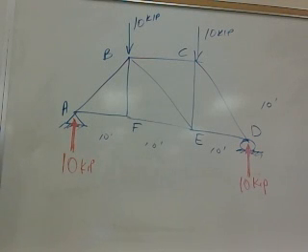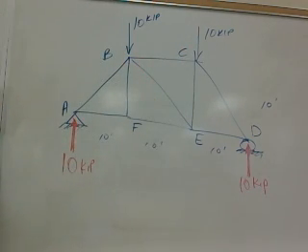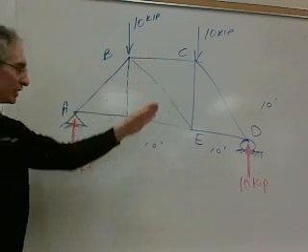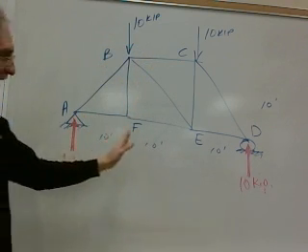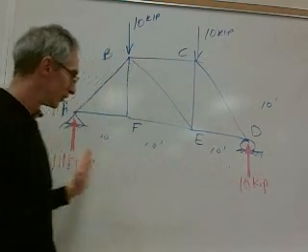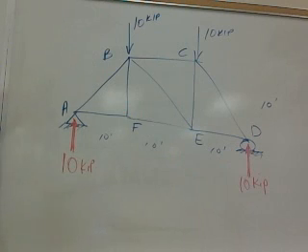Okay, so here's a little truss that has two 10-kip loads on it up here at joint B and then at joint C. And again, it's a pretty simple truss. Every panel is 10 feet wide, so it's 30 feet from end to end, and it's 10 feet high.